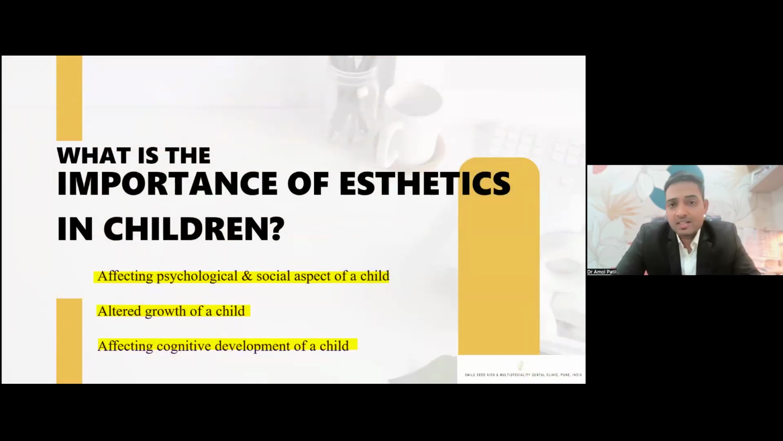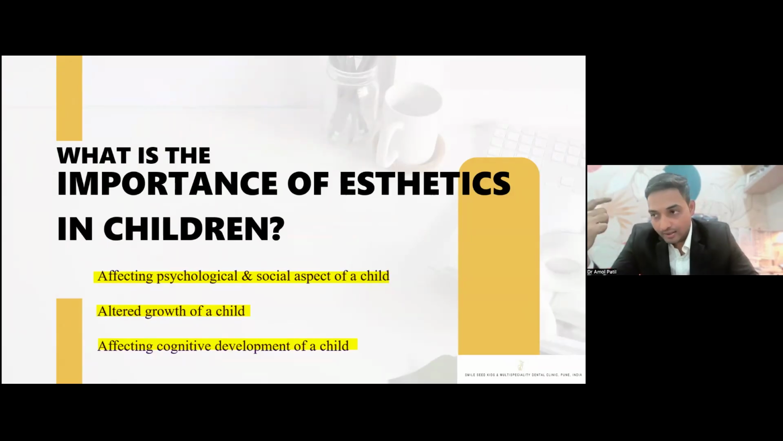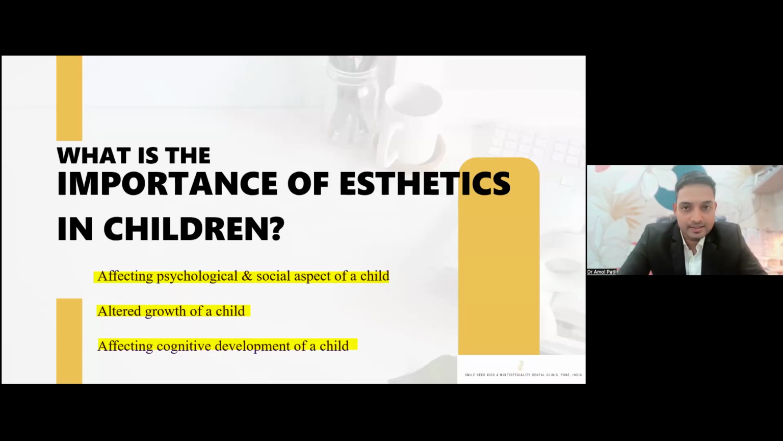So what is the importance of aesthetics in children? If the aesthetics are not maintained, what can go wrong? As per the literature, it can affect the psychology and the social aspect of the child, and because of which there can be an altered growth. Because of the aesthetics, there is a psychological influence on the child, and in the presence of peers, the child might be shy while they laugh because of their unaesthetic appearance, which can lead to an altered growth of the child. It can also affect the cognitive development of the child, and these are the reasons why we need to focus on aesthetics nowadays.